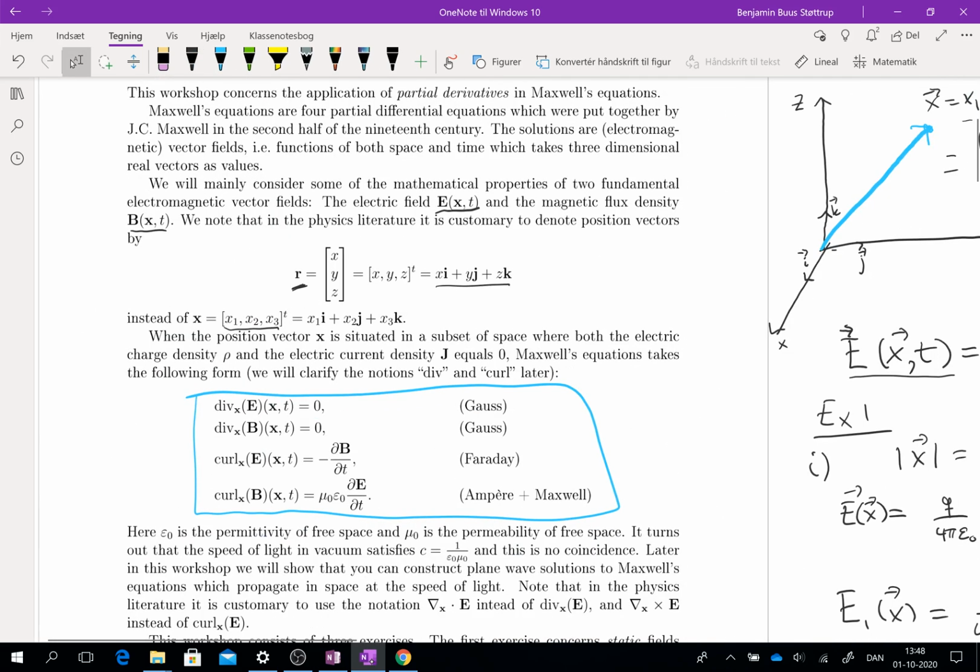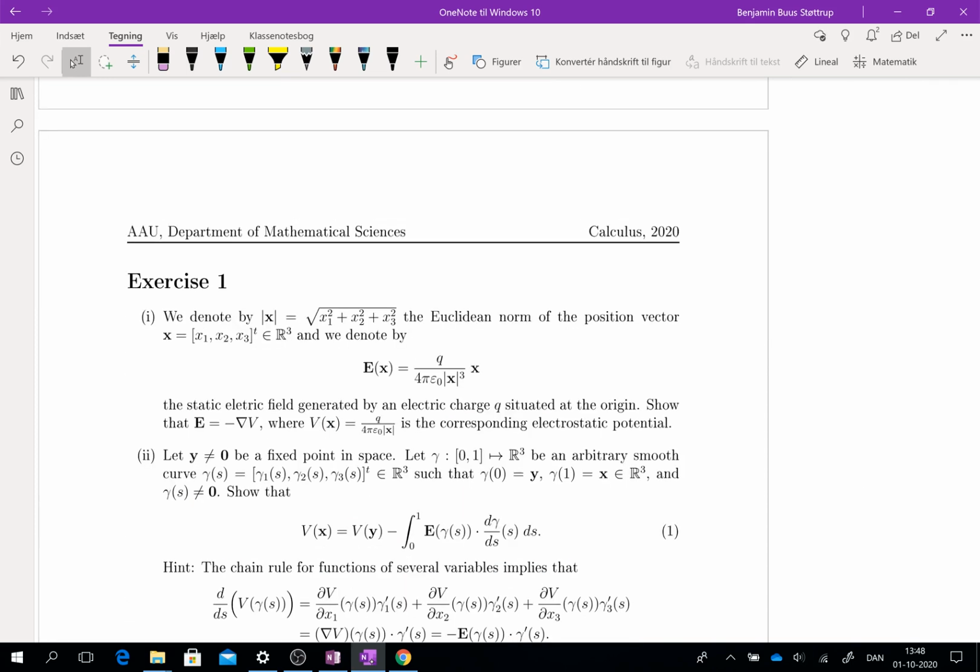And let us just move to the first exercise. So in the first exercise, we consider a static electric field. So we have no time dependence here. It's only x. So E is only depending on x. And we have some notation. x with two bars, that is the length of the vector x. So it is basically the Pythagorean theorem that gives this length, that it is x1 squared plus x2 squared plus x3 squared, and then the square root of that.